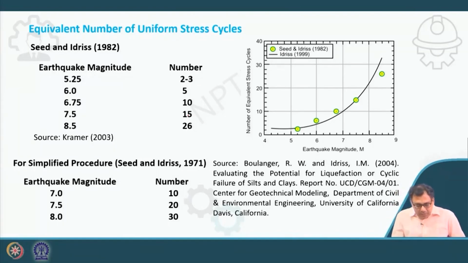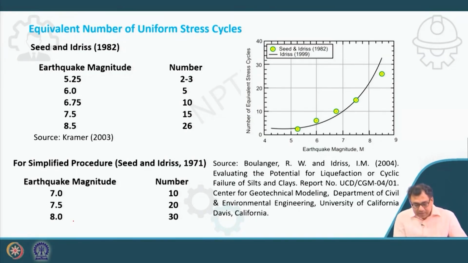But if you use the simplified procedure given by Seed and Idris in 1971, they have also proposed a number of uniform stress cycles. If I use this simplified procedure, then I have to consider this number of uniform stress cycles, because this is the way those charts were developed. Because this test has been done in a cyclic triaxial test setup, where sinusoidal loading is applied, these non-uniform stress cycles are converted to uniform stress cycles.